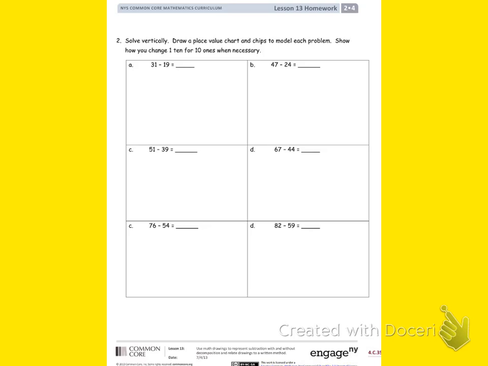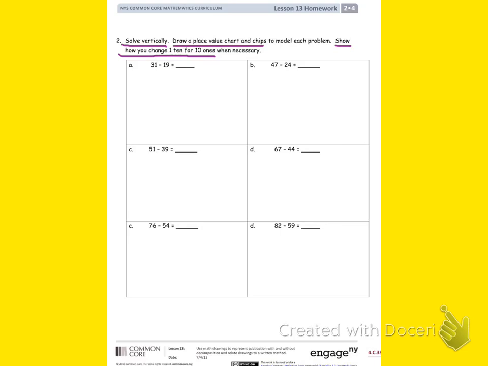Now I will underline the important details in the directions. Solve vertically, draw a place value chart and chips, show how you change 1 ten for 10 ones. Underlining the details reminds me of the directions that I must follow when completing this page.